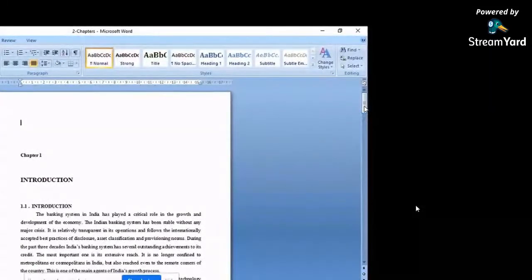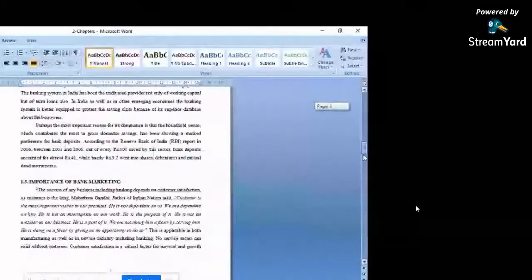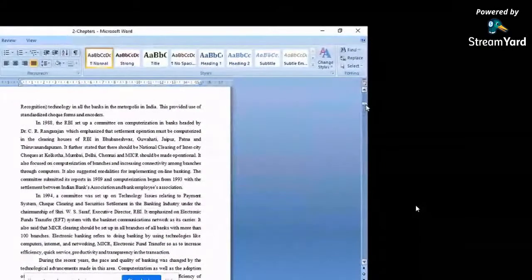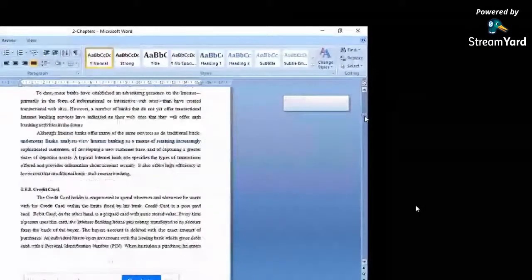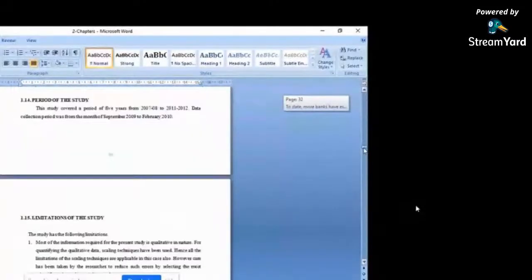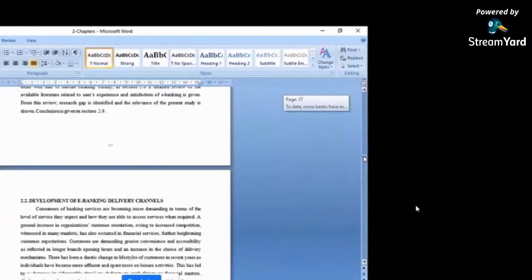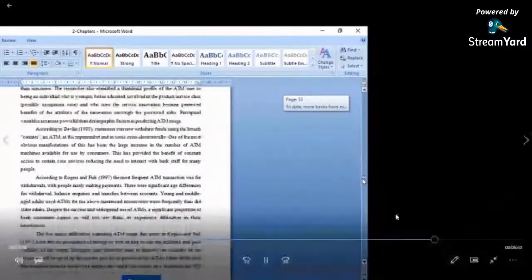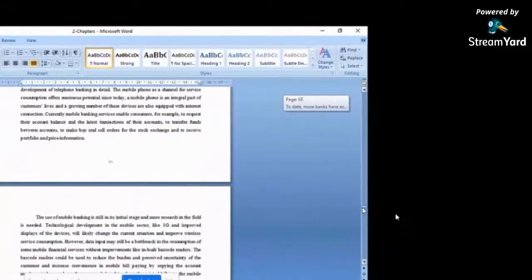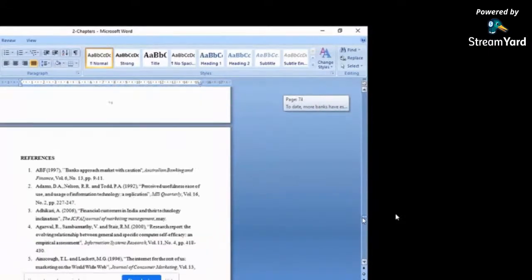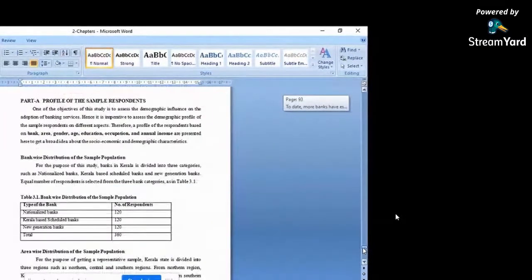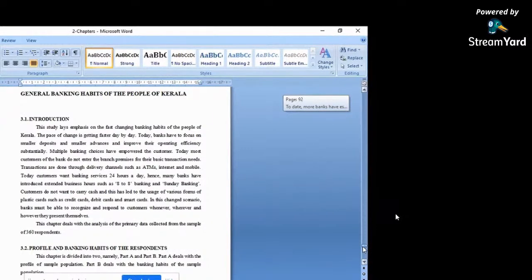This is a PhD thesis. You can see this is chapter 1. This preliminary is about that work, and what are the studies going on in this subject, etc. is mentioned there. And when we come to chapter 3, you can see chapter 3. What is happening? General banking habits of people of Kerala.